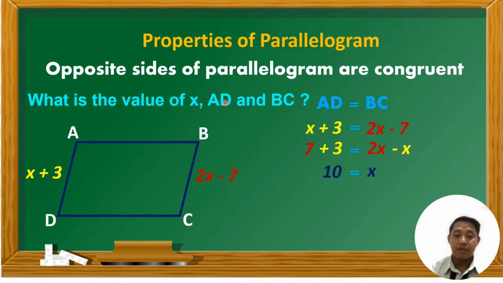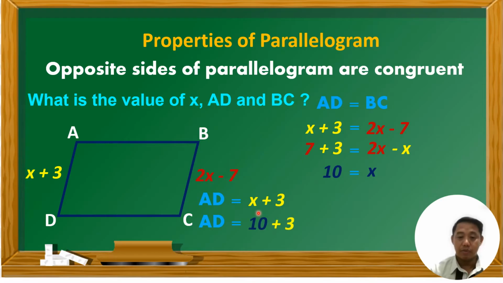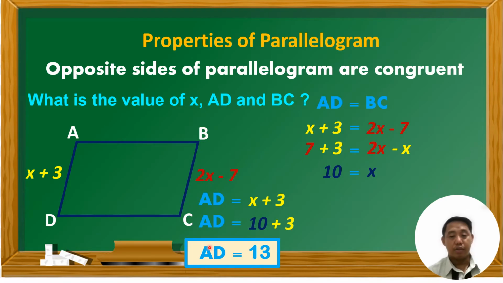Now, let's find the value of AD and BC. So, sabi dito, ang AD daw natin is equal to x plus 3. So, let's substitute. Substitute natin yung value ng x which is 10. So, magiging AD is equal to 10 plus 3. And therefore, AD is equal to 13. In units yan, pag wala tayong units.